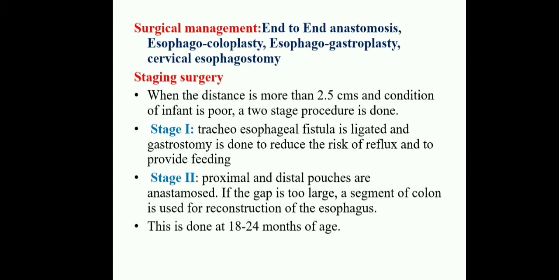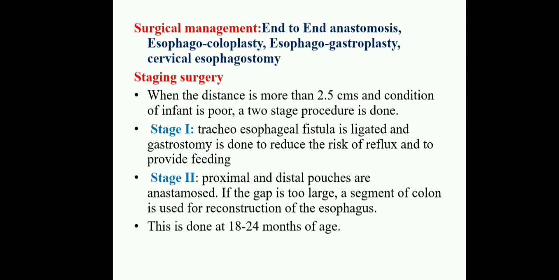Stage 2 is when the proximal and distal pouches are anastomosed. If the gap is too large, a segment of colon is used for reconstruction of the esophagus. Since the gap is very large, they take one part of the colon and anastomose it like an esophagus. This is done at 18 to 24 months of age. This surgical intervention is called staging surgery.